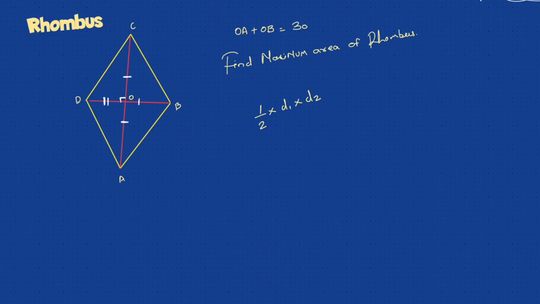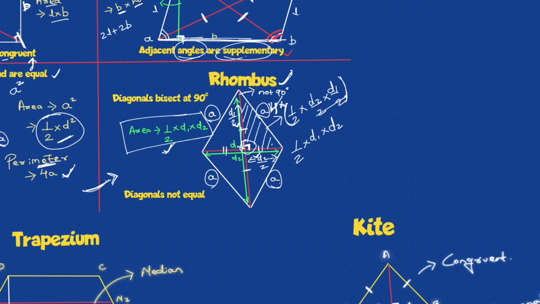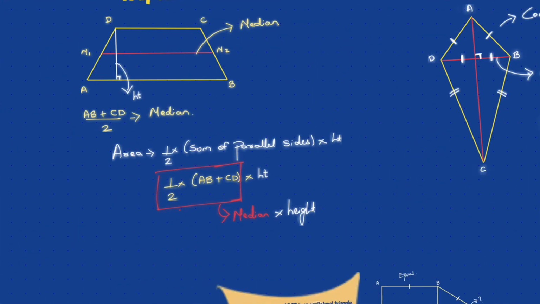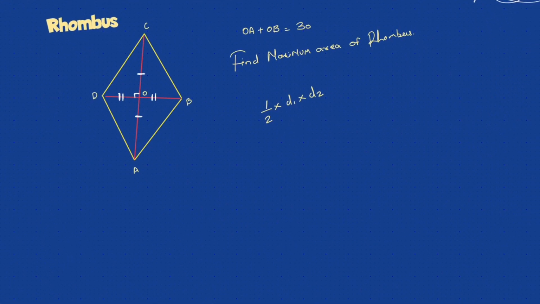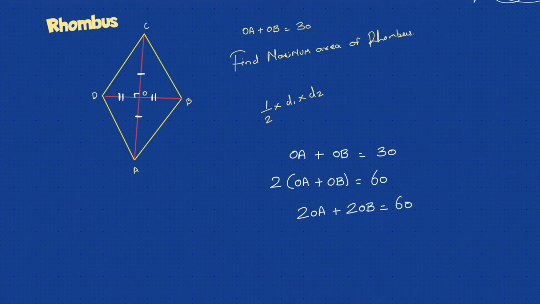What do I know? Diagonals bisect at 90. So I'll draw 90 here, and the diagonals bisect at 90. This is what we have learned in rhombus. If you can remember, the same thing we are applying here right now. Now what else is given to me? OA plus OB is equal to 30. Let's multiply this by 2. 2OA plus 2OB is equal to 60.